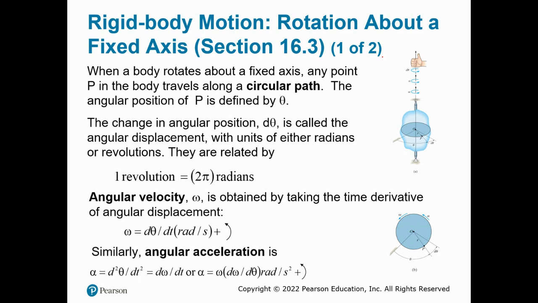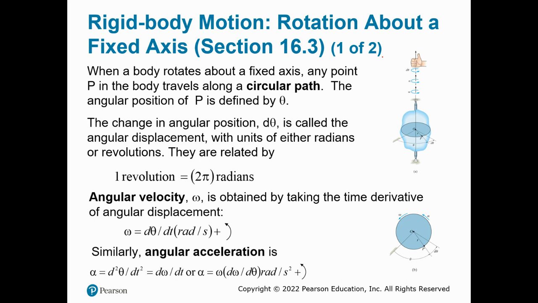Angular velocity omega is obtained by taking the time derivative of angular displacement. So omega equals d theta dt, the derivative of theta with respect to time. We have the unit of radians per second.